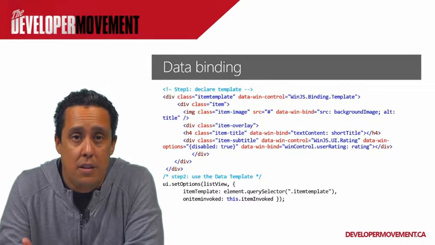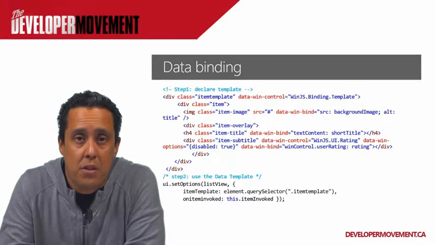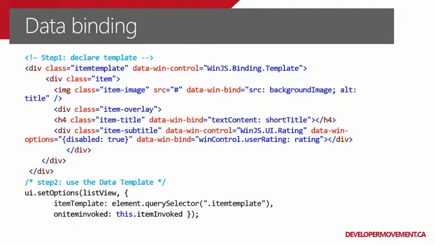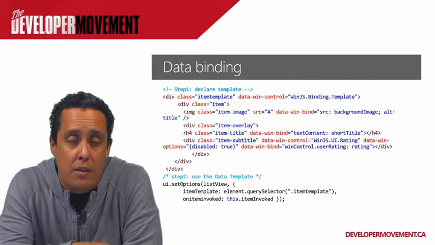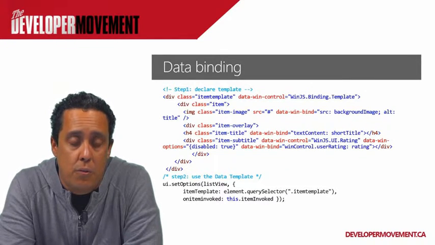Now data binding is again pretty straightforward also. If you've done data binding in XAML or Silverlight, it'll be essentially the same, except instead of using XAML, you are using HTML. So the first thing you need to do is declare your template. We have our class there, our item template, and set it up as a data-win-control as a WinJS.Binding.Template. And then within there, we have our item, which is going to define how our item is going to look within our application, within our list view.